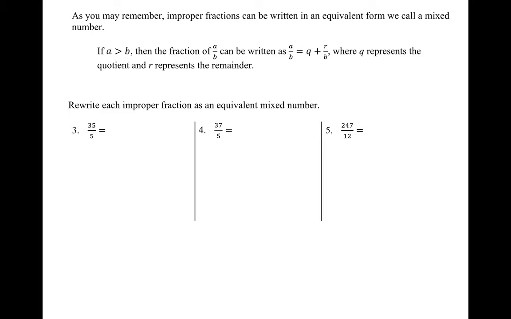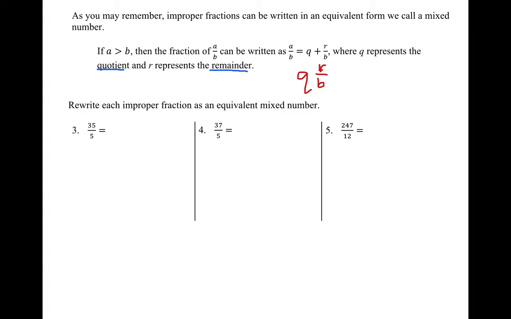Improper fractions can be written in a form called a mixed number. The definition of a mixed number says that if A is greater than B, then the fraction A over B can be written as A over B equals Q plus R over B, where Q is the quotient and R is the remainder. But we don't usually write a mixed number with a plus. Usually we would see it as Q and R over B. But there really is a plus in between them.